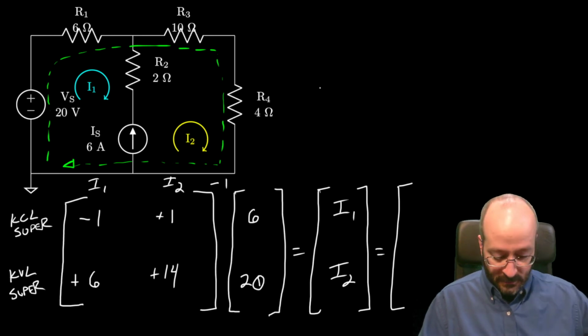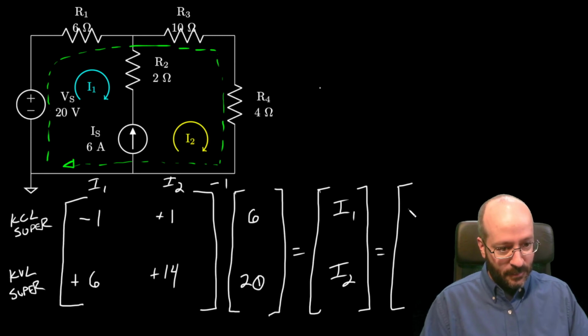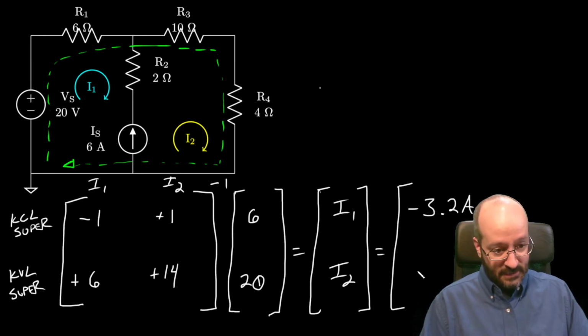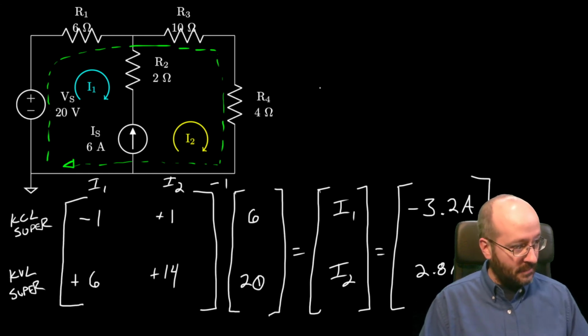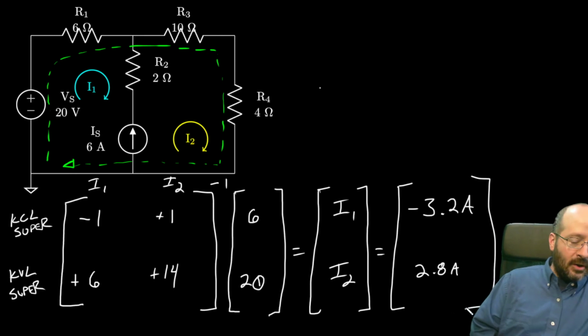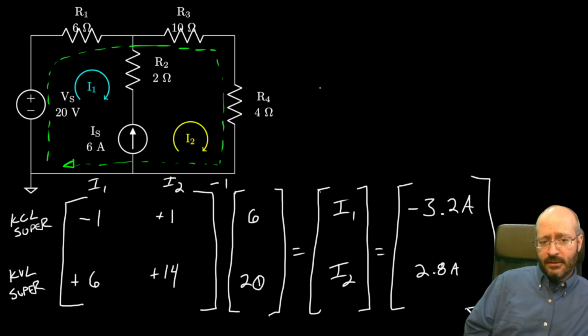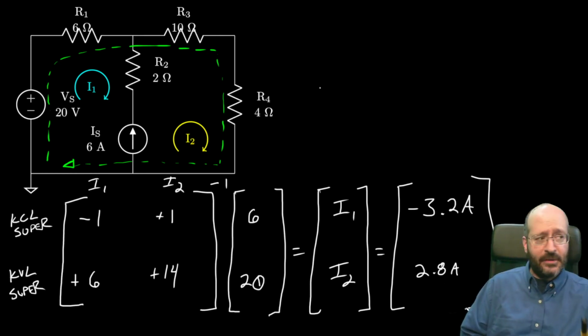Okay. So when I solve that system, yeah, this looks familiar. Negative 3.2 amps and 2.8 amps. Those are my mesh currents. They're behind me right now. Okay. So I'm feeling pretty confident about that. Those numbers feel familiar to me.